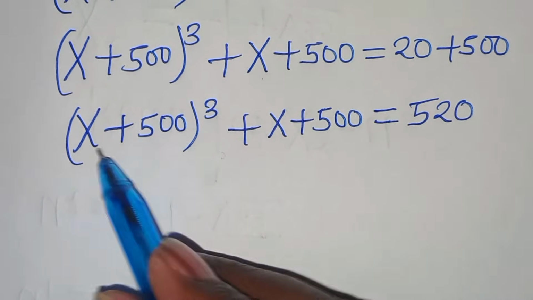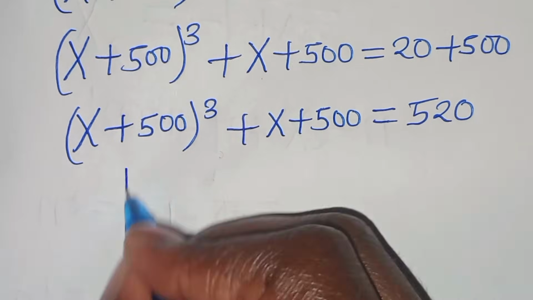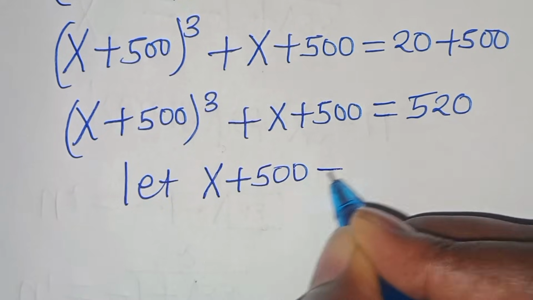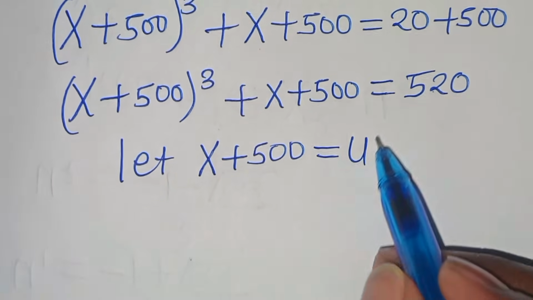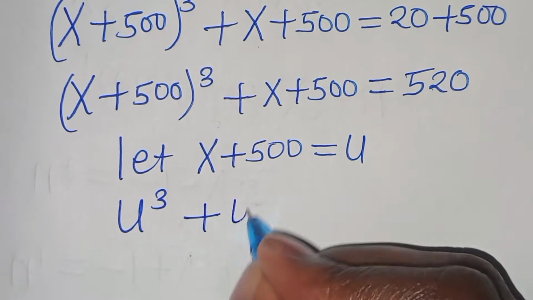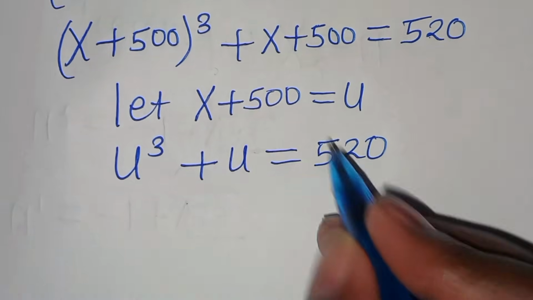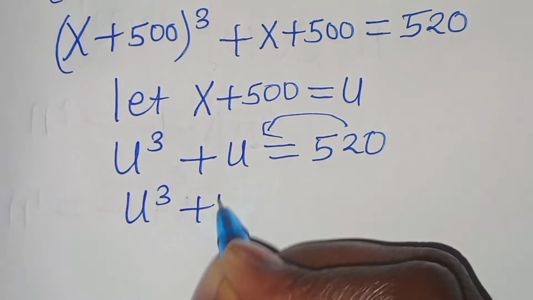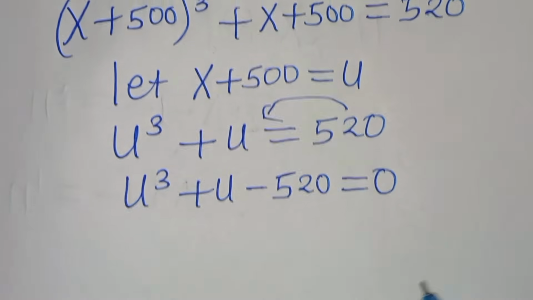Now we have x + 500 here, and we have x + 500 here. So we can let x + 500 be equal to u. Let's express this equation in terms of u. So we have u^3 + u = 520. Let's take 520 to the left hand side, so that we have u^3 + u - 520 = 0.